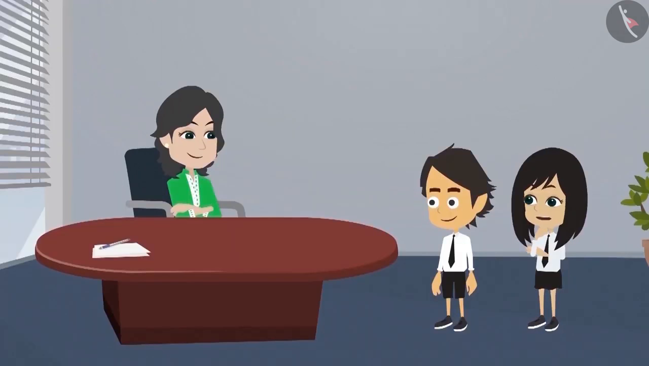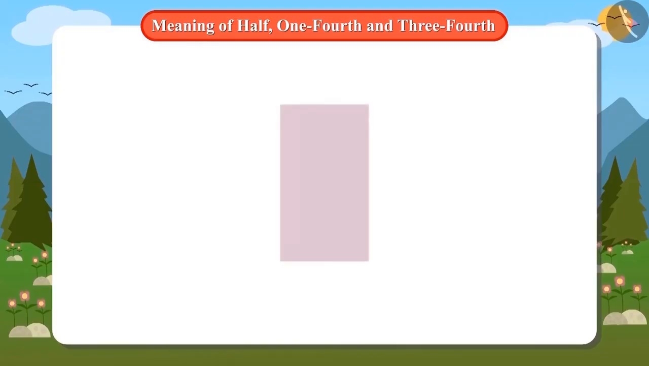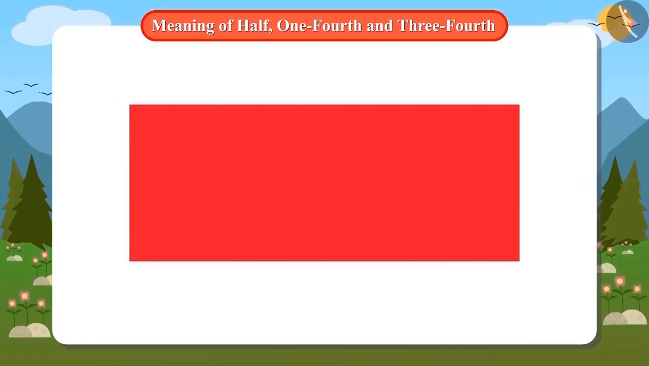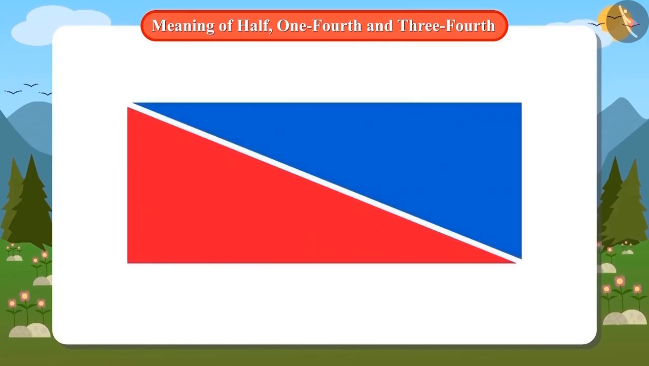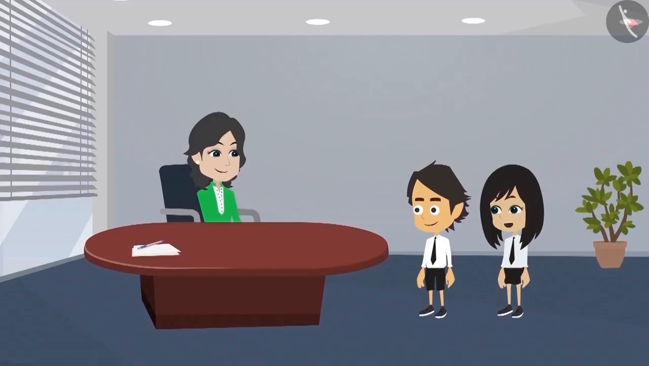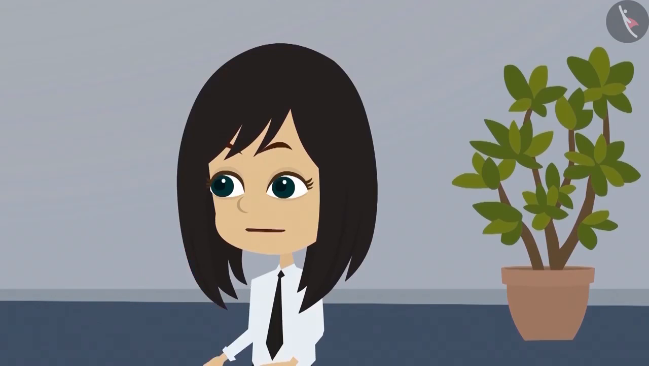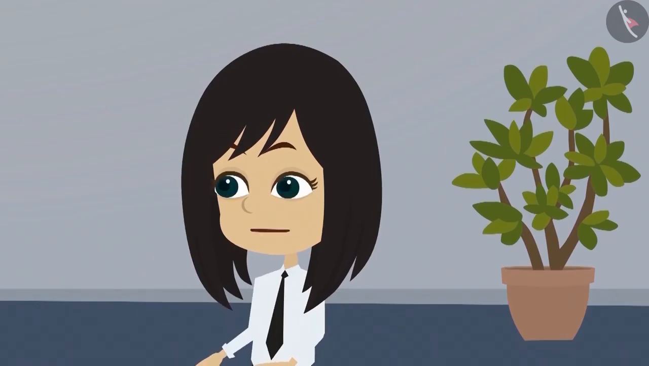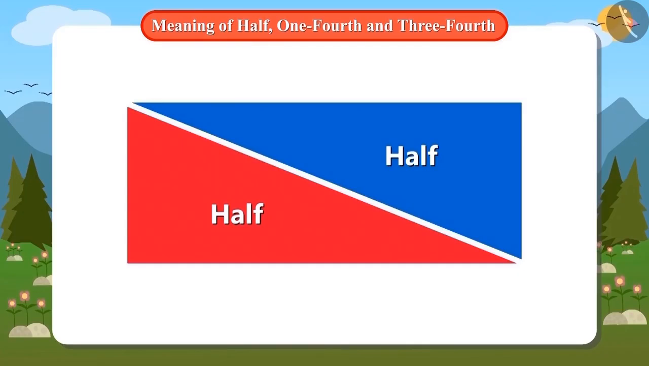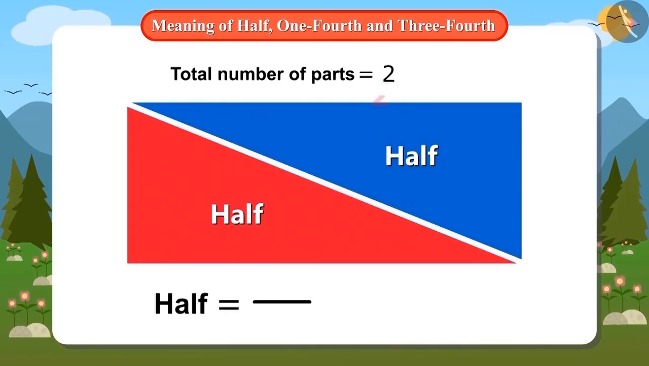How are they written in numbers, madam? I will show you how. Look, this is a rectangle. When it is divided into 2 equal parts, then one part is called half of this entire shape. Yes, ma'am. But ma'am, how to write it as a number? Very easy. First, we will see how many parts of the whole object are there. There are a total of 2 parts of this entire rectangle. Yes, and we will draw a line to show it and write 2 below it.